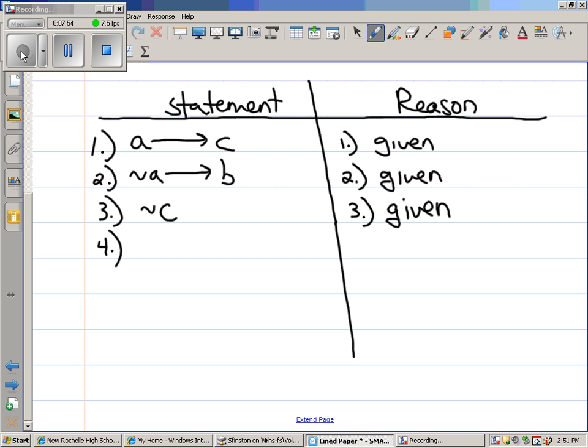Did you get what he said? Okay. And what law would justify that? We just learned about it. Not A is modus tollens. Now, there is another route that you can take on the same problem.